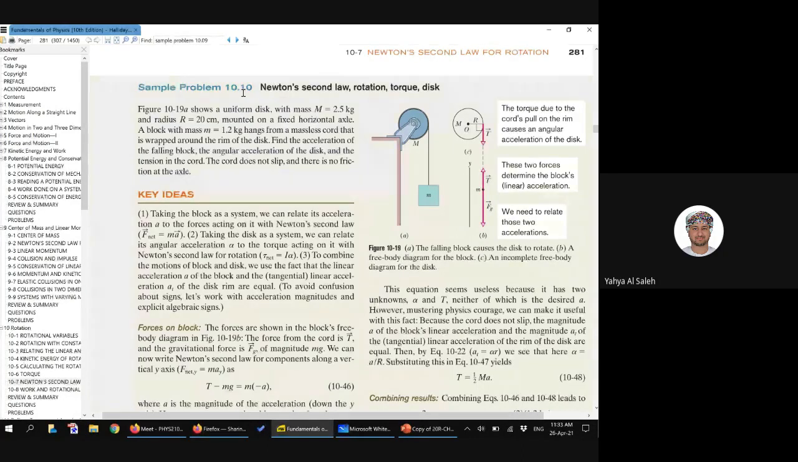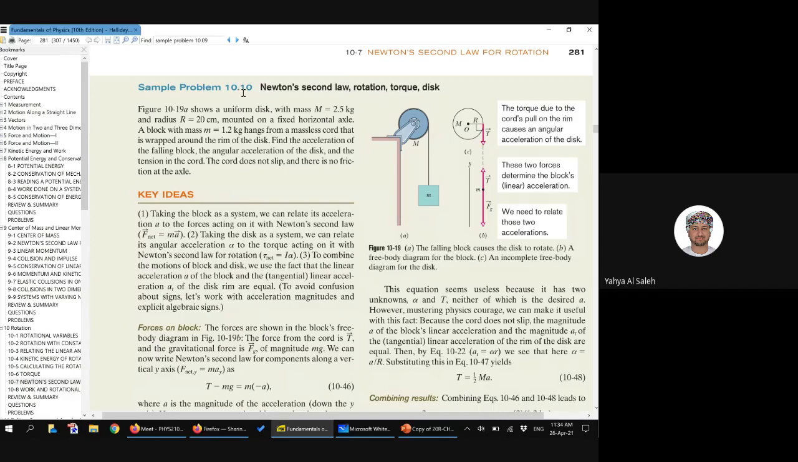Take a look at this system. We have a uniform disk with some mass, 2.5 kilograms. Previously, we used to ignore any mass of these pulleys. We always said, ignore the whole mass thing. But that's not realistic. In real life, if I have a pulley, a gear, or a rotating thingy, there is mass on it. So I need to take that into consideration.